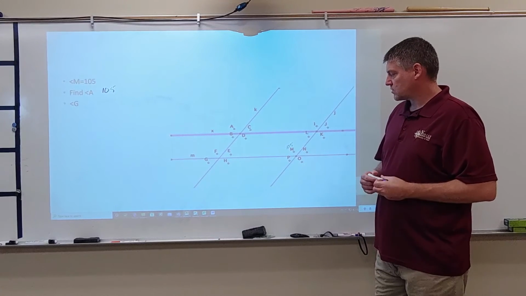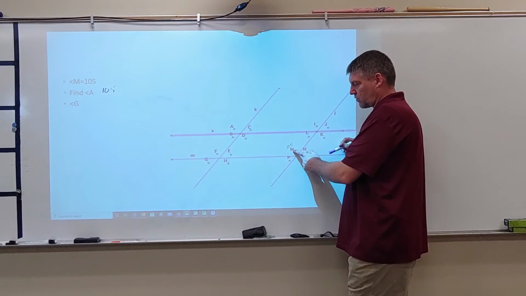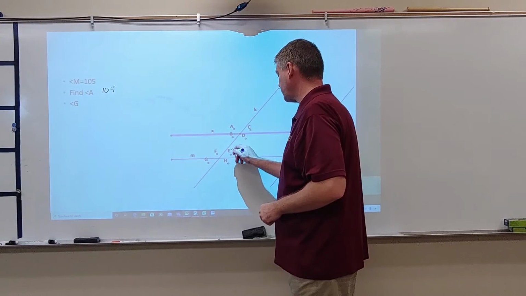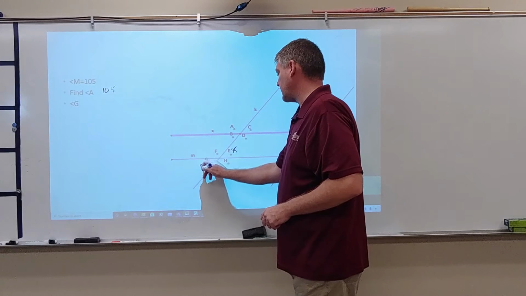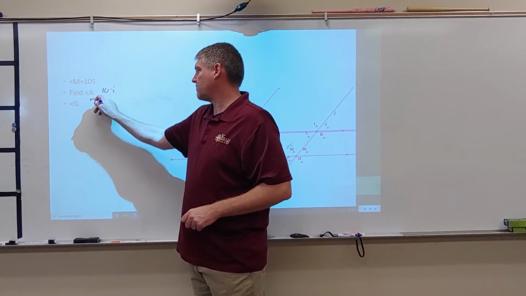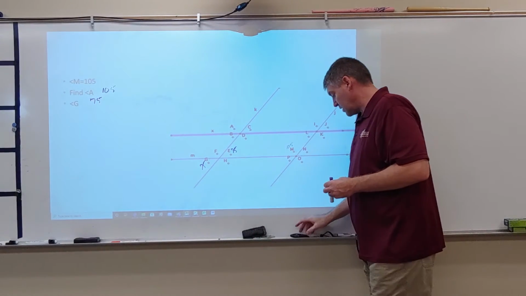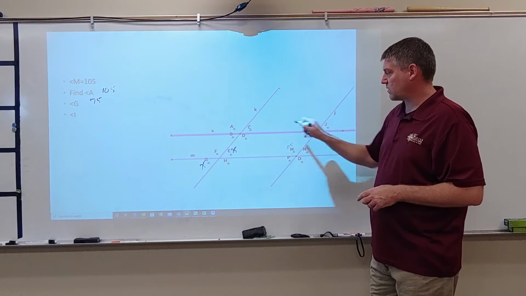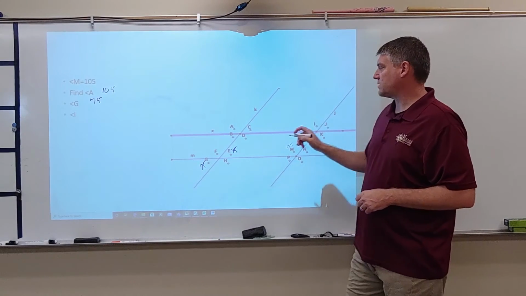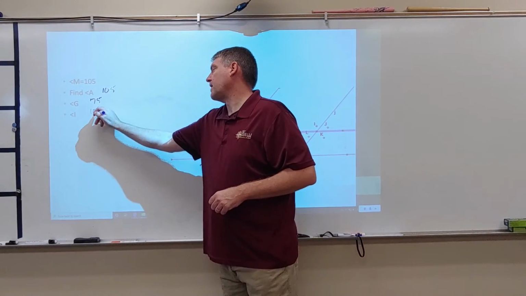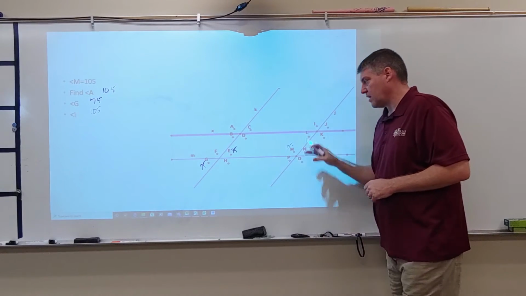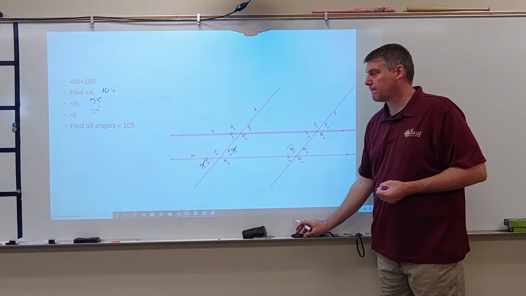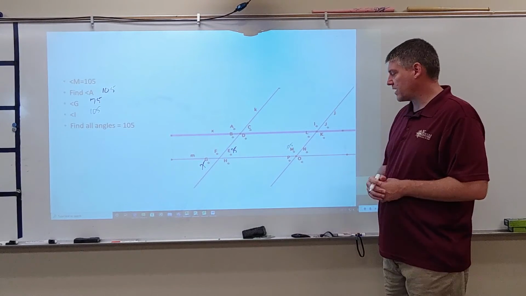Angle G. So now angle G, if this is 105, remember E is on the same side, so this has to be 75. And angle G has to be 75 because it's vertical. Okay? Angle I. Well, we already talked about angle I because that's how we used it to find A. So it's 105. Now you see when you're dealing with parallel lines, you're only going to have two different values.